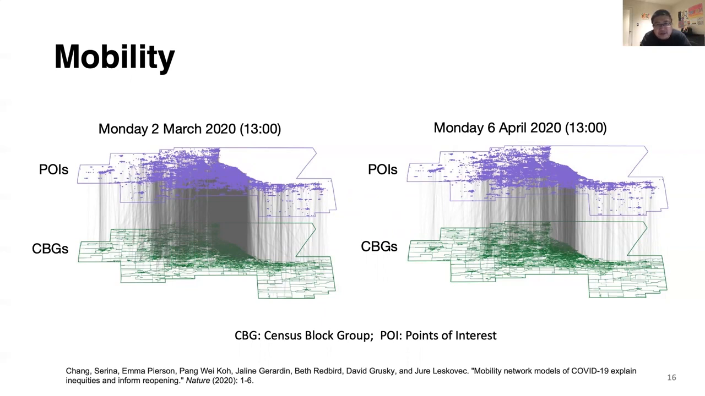And the vertical lines indicate the most visits between nearby POIs and CBGs. We can see visits dropped markedly from March to April, as indicated by the lower density of gray lines. Mobility networks in the Chicago metro area are shown for 1 p.m. on 2 Mondays, March 2nd, 2020, and April 6, 2020.